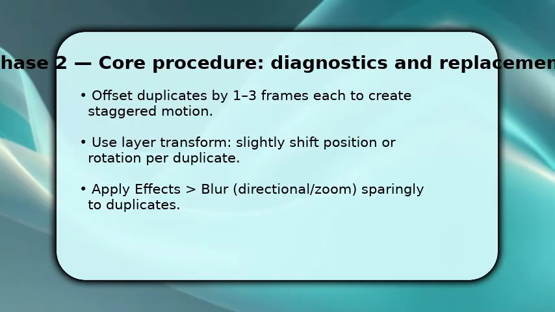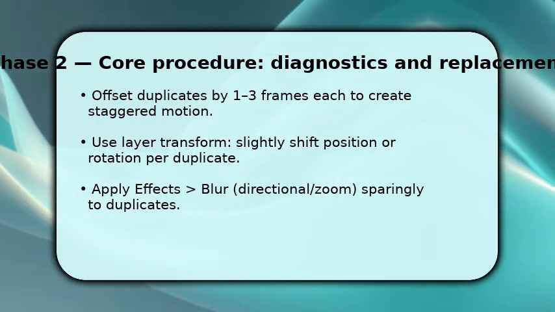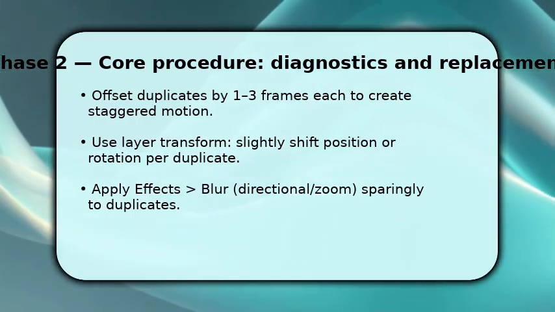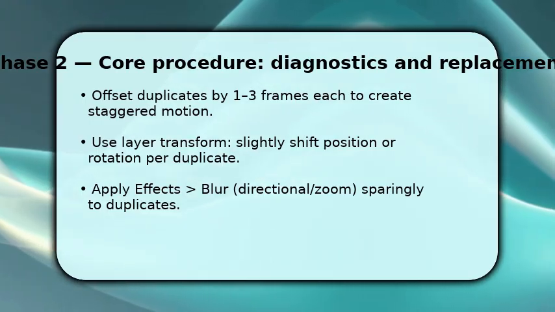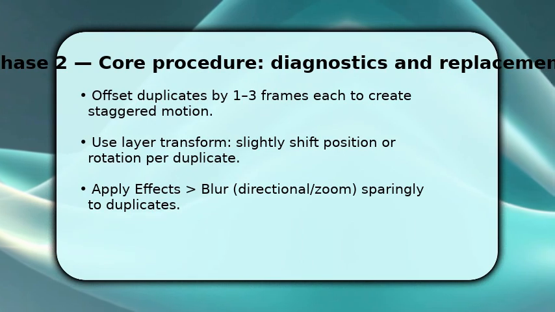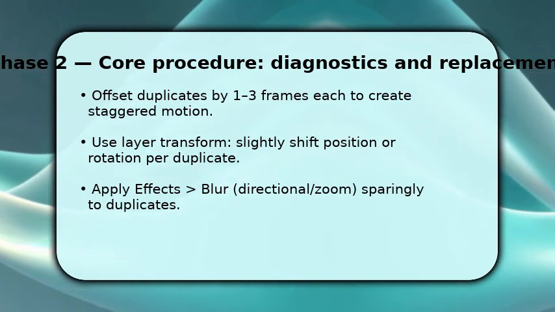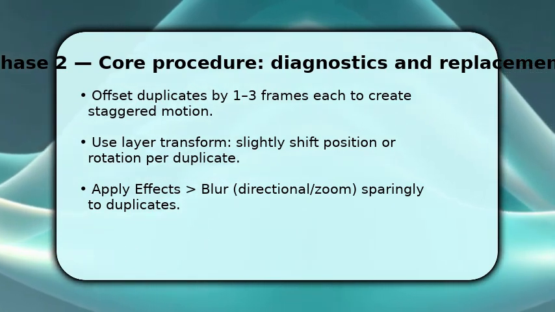Small shifts matter. After that, apply a subtle directional or zoom blur effect to the duplicates only. Avoid heavy blur on the top layer. Together, offsets plus light blur simulate continuous motion, which is why this technique works.